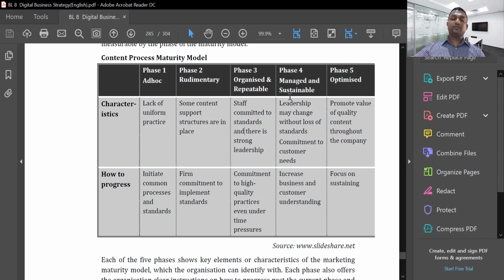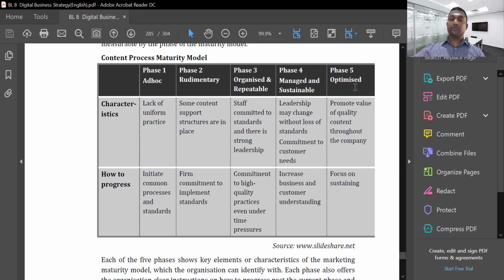Managed and sustainable phase. So the leadership may change without loss of standard. So even if the management or the supervisor or the leadership changes, it will not have a problem with the standard or commitment to customer needs, because the process itself is now managed in a proper way and a sustainable process. So whenever the leadership changes, the process will not collapse.